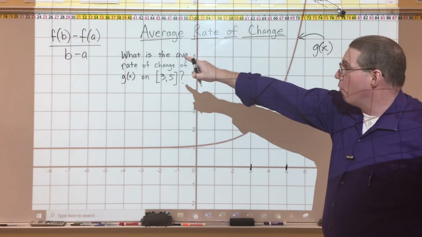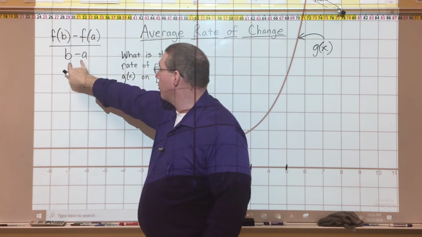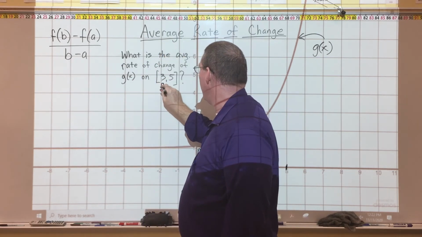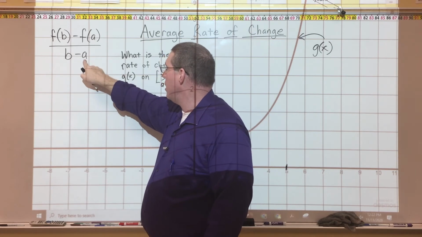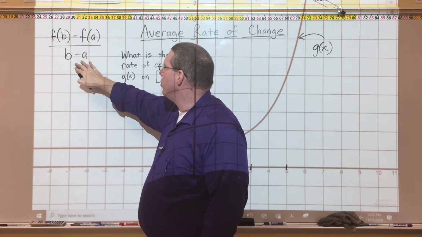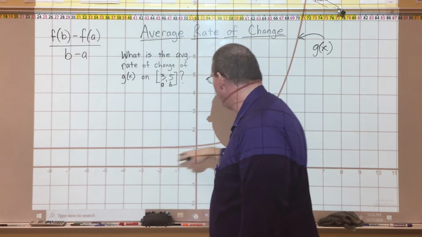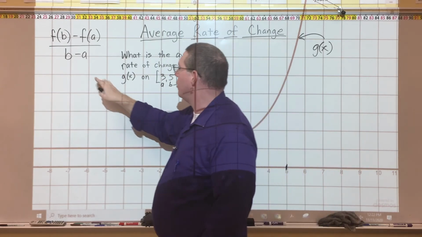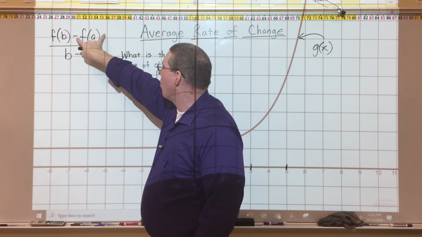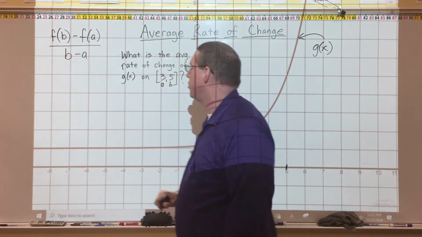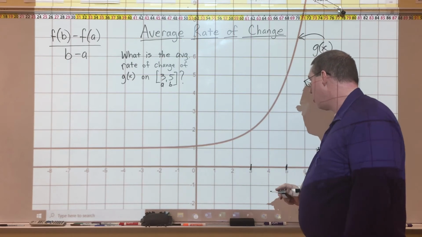In order to use our formula, this 3 and the 5 are going to go in the denominator. The 3 is a and the 5 is b. So we're going to put a 5 here and a 3 here. But what we need is the output values of this graph when we plug in 3 and when we plug in 5. So we need the output value for 3 to go right here and the output value for 5 to go right here. Well, we can get them directly from the graph.